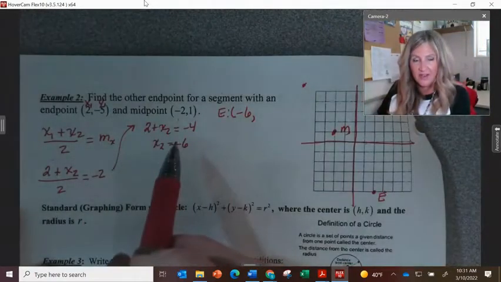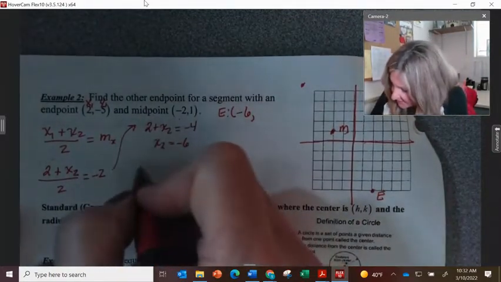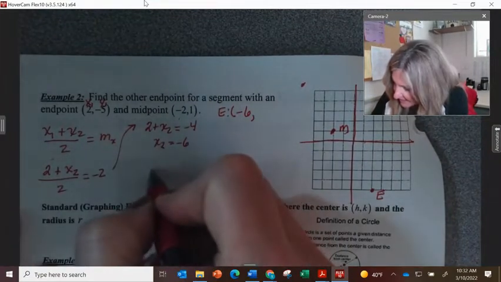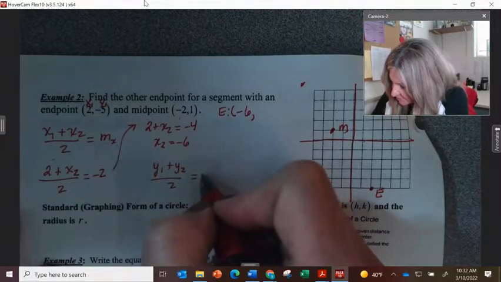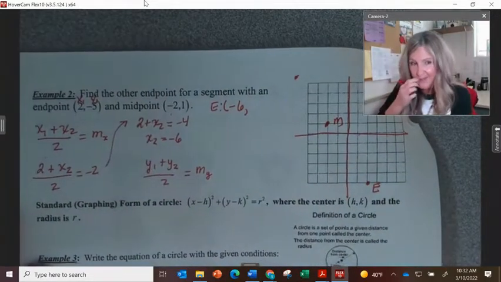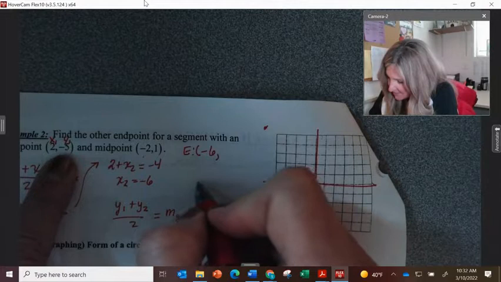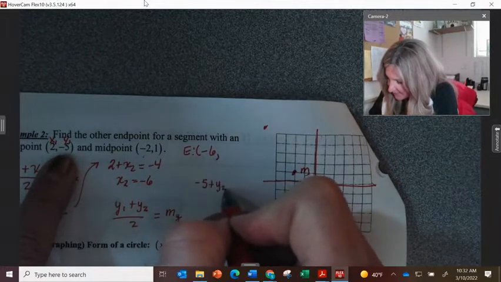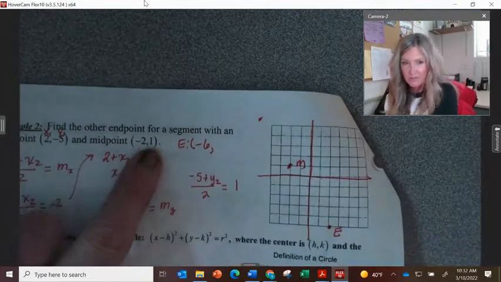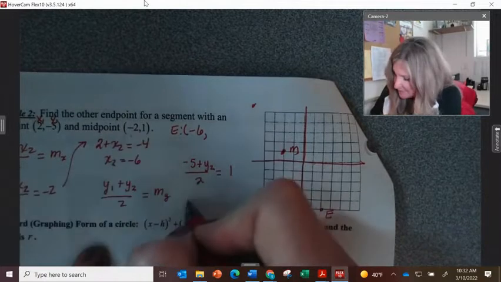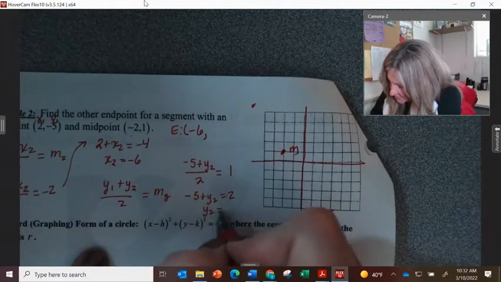Okay, now let's find the endpoint for the y value. So let's think of how we find that. To find the y, I have to do y1 plus y2 divided by 2. That's going to be equal to the midpoint for the y value. What do we have? We have our y1 is -5. I don't know where the other endpoint is. I divide that by 2, and that's going to give me the y value's midpoint. So now I'm going to multiply both sides by 2. I get -5 plus y sub 2 equals 2. So y sub 2 is going to be 7.